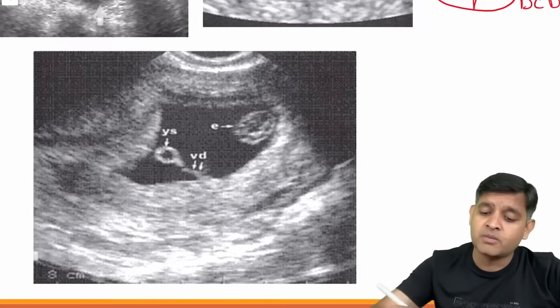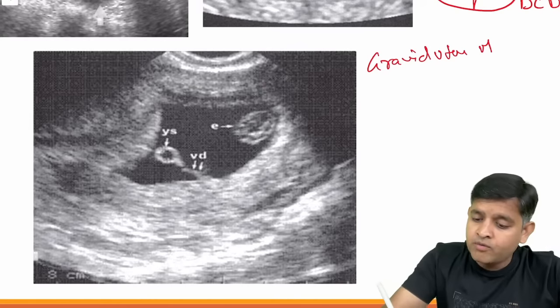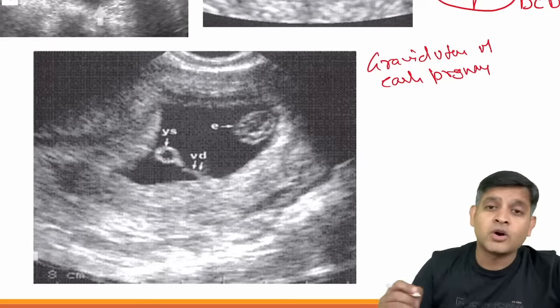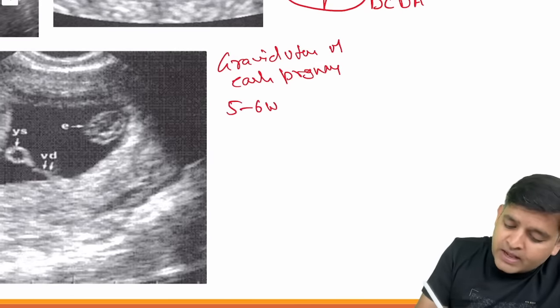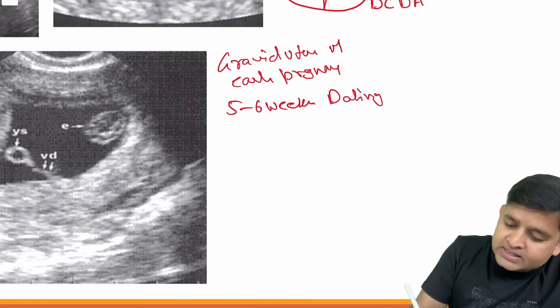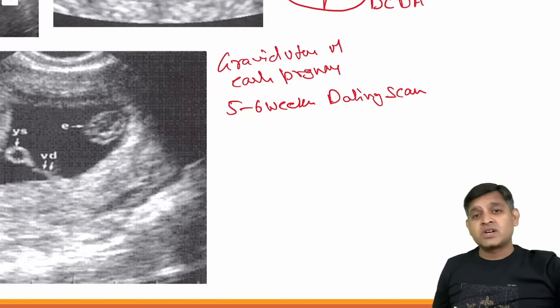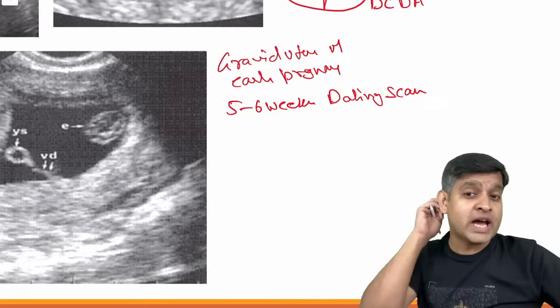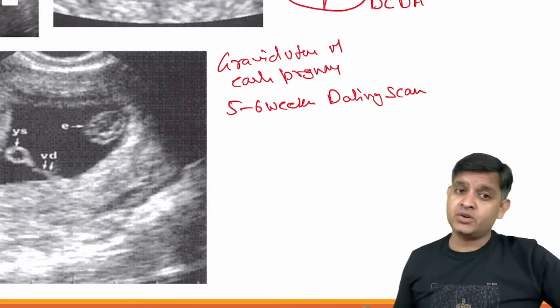And this is the normal gravid uterus of early pregnancy, when the scan is done at around 5 to 6 weeks, which is called as what? Which is called the dating scan. Why is this called the dating scan? Because this is considered to be the most accurate way to give the expected date of delivery in today's time.